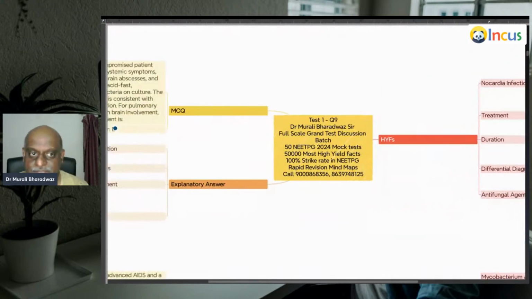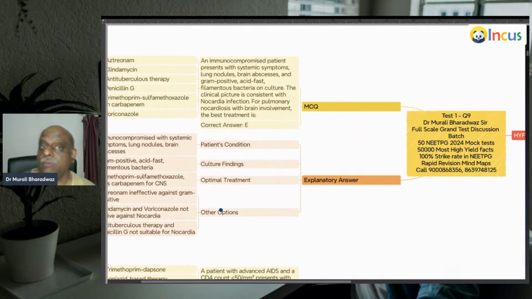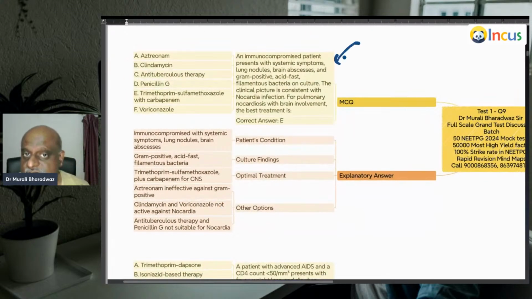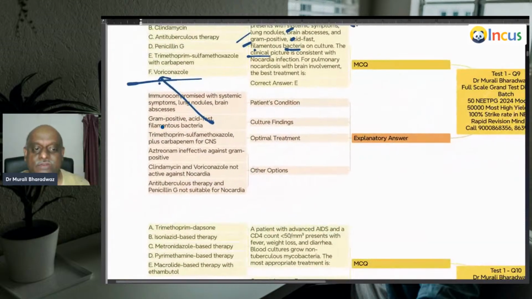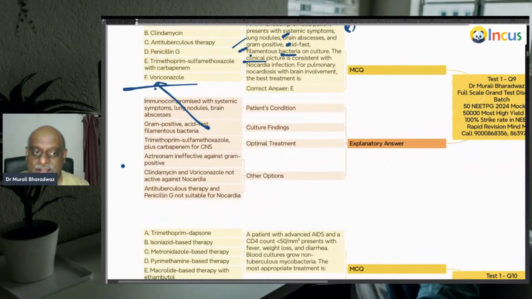Now, doctor. An immunocompromised patient presents with systemic symptoms. Lung nodules, brain abscess, gram-positive acid-fast filamentous bacteria on the culture. There is a pulmonary nocardiosis. What is the treatment of choice? Voriconazole. Voriconazole is what you need to remember.